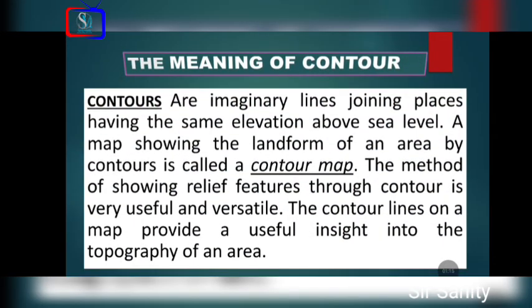So a contour is an imaginary line that joins places, but you can't see them with your eyes, having the same elevation above sea level. So the line shows that these geographical areas have the same height, and we use the contour line to show it on the map. The method that we use to show these features through contour is very useful and versatile. The contour lines on the map provide a useful insight into the topography of the area.